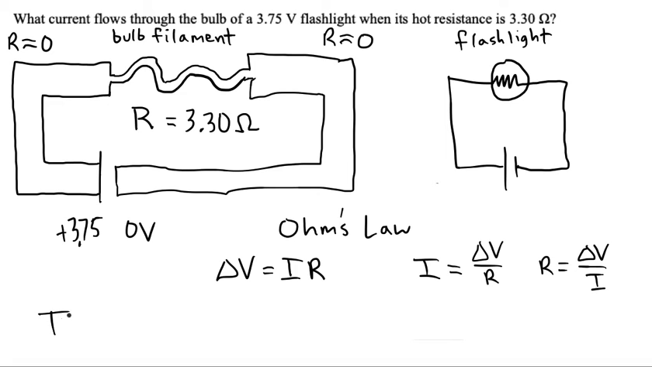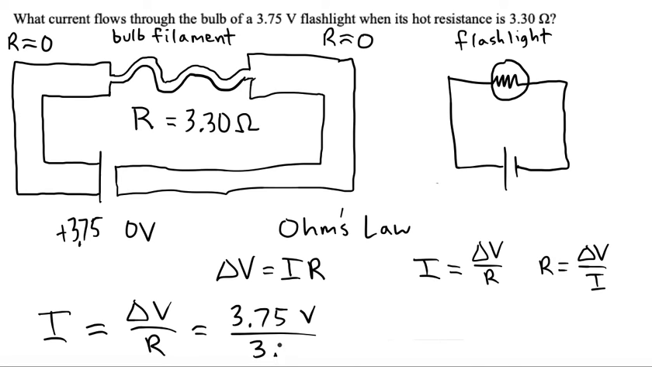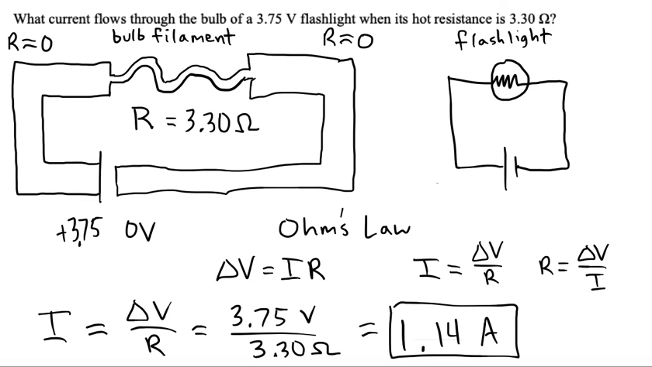Alright, so let's solve this for our problem. We'll put our voltage on top, and our resistance of the bulb on bottom. I get 1.14 amps. So the more resistance there is, the less current will flow.